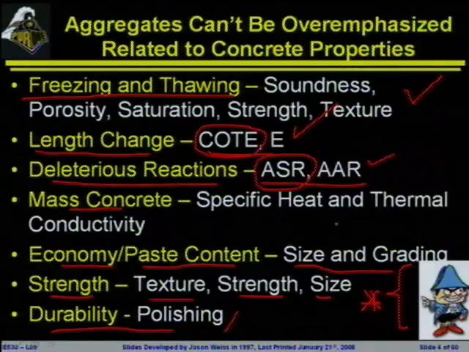Marginal aggregates, aggregates that people wouldn't have used 20 or 30 years ago, all of a sudden are looking fairly attractive to the concrete industry because of the lack of supply that's out there for good aggregates in many places, and the fact that we have a lot of these aggregates. There are a lot of quarries that are already open with these aggregates out there. Can we find a way to use them?